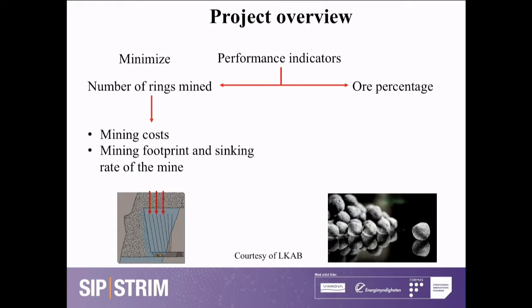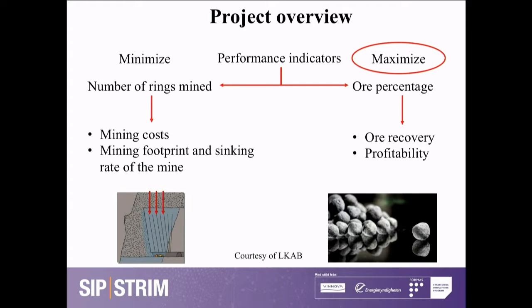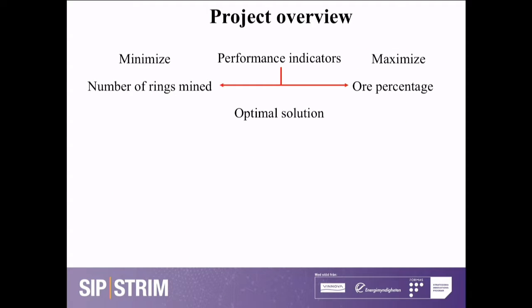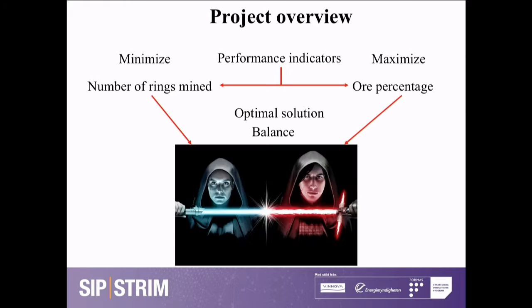The second thing that we are monitoring over here is the ore percentage. Essentially, the more ore percentage you have, the better ore recovery you have and the better profitability you have in the mine. And this one we try to maximize. The problem is that if you try to maximize one, the other also gets maximized. And if you try to minimize the other one, the other also gets minimized. So what you need here is an optimal solution, which is basically a balance of these two forces.